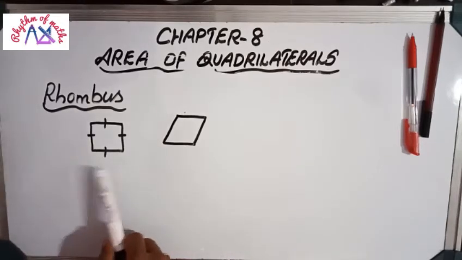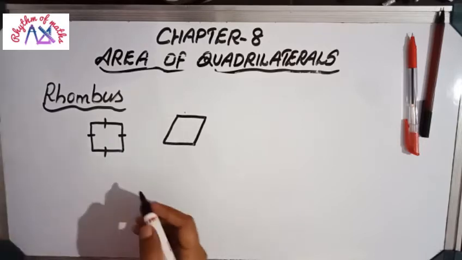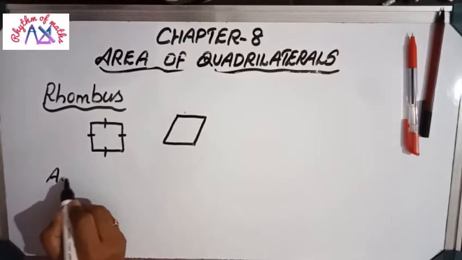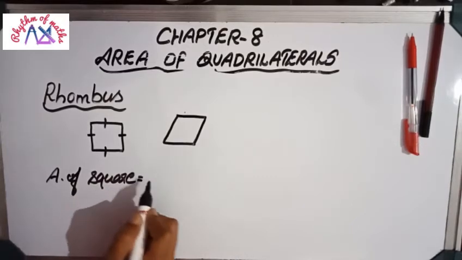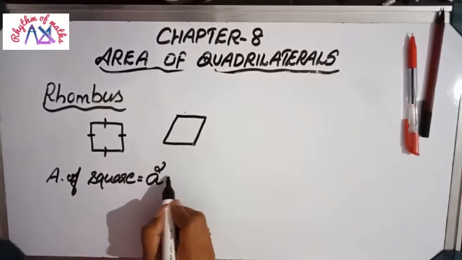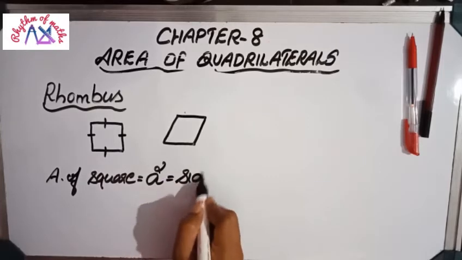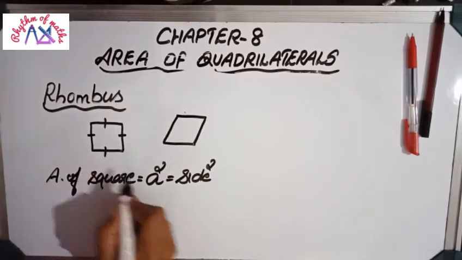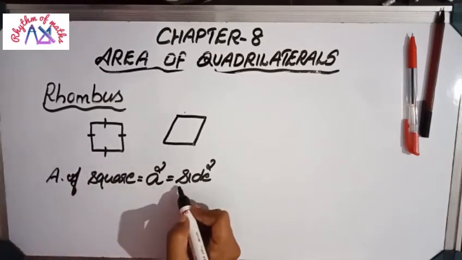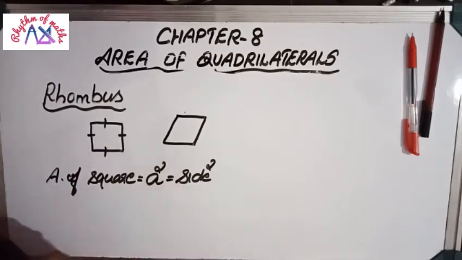Now, area of square we already know. What is the equation for the area of a square? The general equation we have learned is a square or side square, side into side. Okay, all are equations to find area of square. If one side is known, we can find area by using a square or side square.